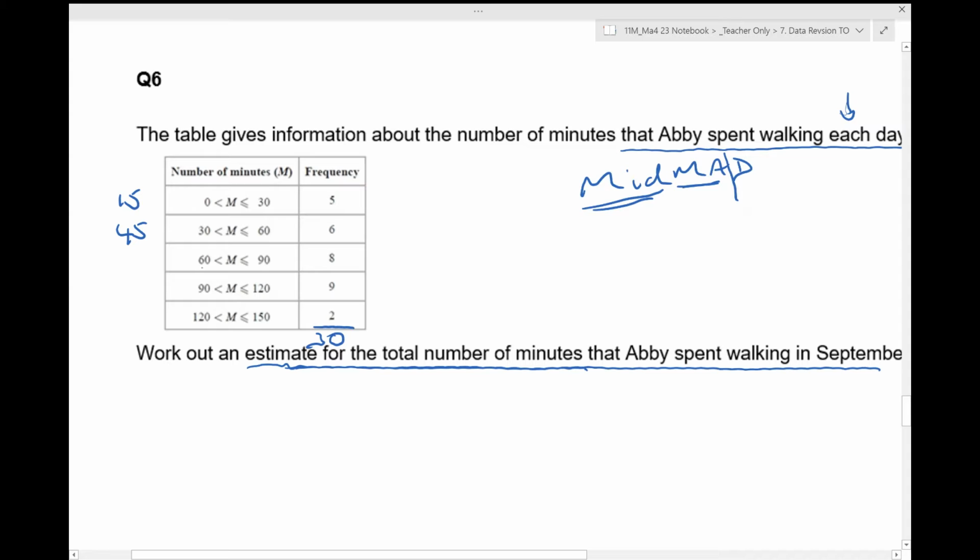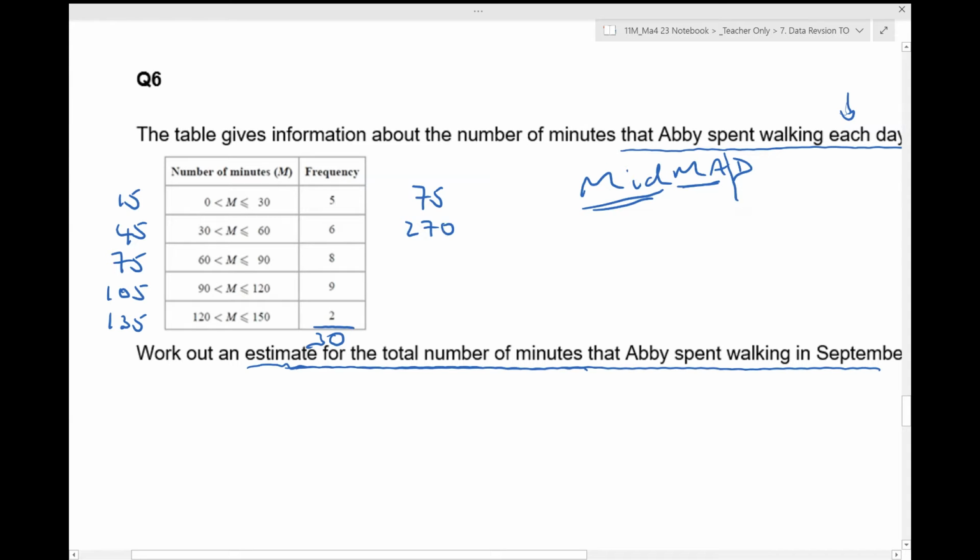8 days, 60 and 90: 60 plus 90, divide by 2, 75. 90 and 120 gives me a midpoint of 105. And then a final midpoint of 135. Right, so for 5 days, she walked for 15 minutes. 5 15s, that's 75 minutes in total.